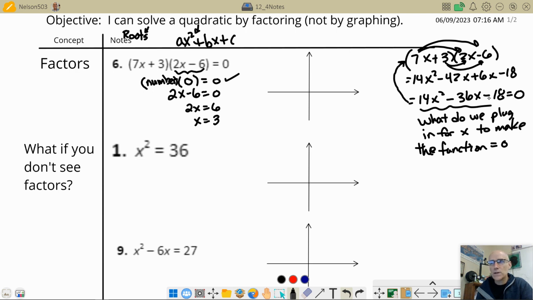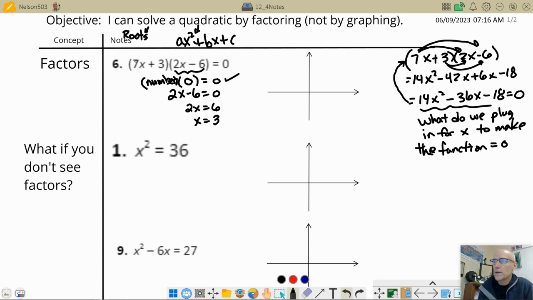Let's think about that for a second. Having 2x minus 6 equals 0 is easier for me to solve because all I had to do is add 6 and divide by 2. If I had 14x squared minus 36x minus 18, you can't just move the 18 to the other side. There's no process quite as simple as just solving this equation right here. So the factors break it down into little parts that we can solve separately.